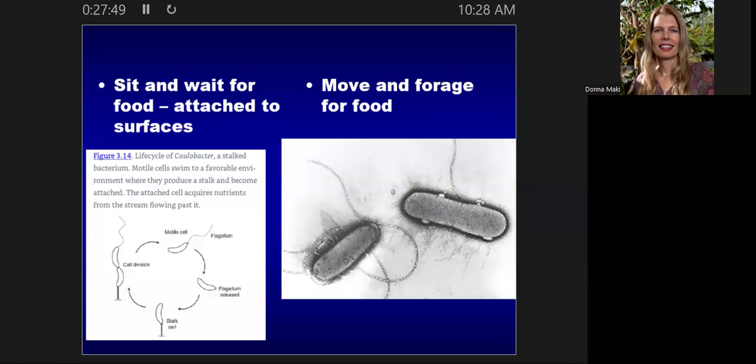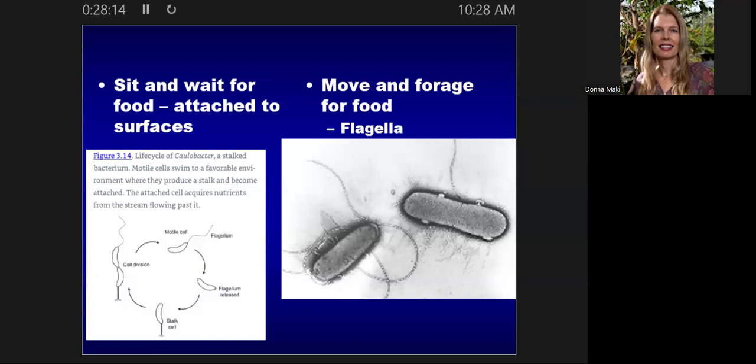And then on the right picture, what you're seeing here is two rod-shaped bacteria with flagella. So these long structures are the flagella. And those flagella are really quite good at helping the microbe get from point A to point B. But again, not all microbes have flagella.